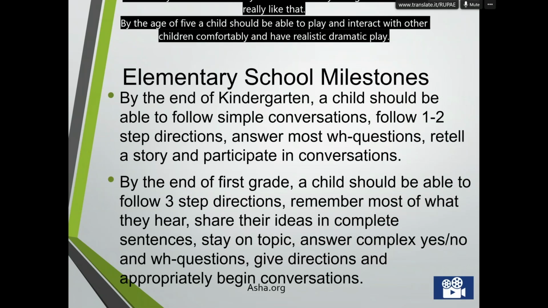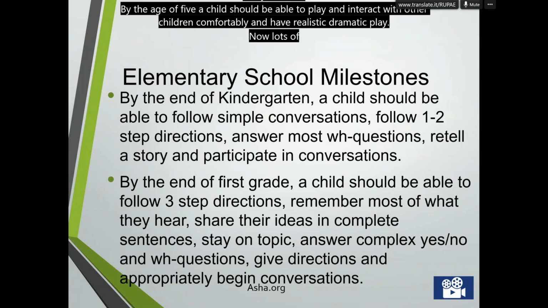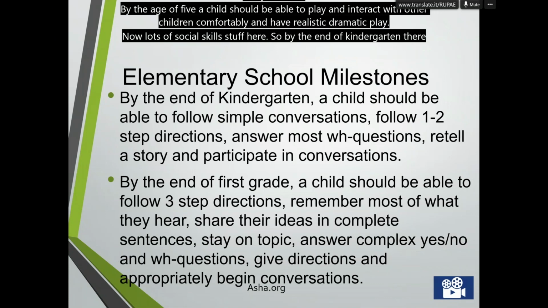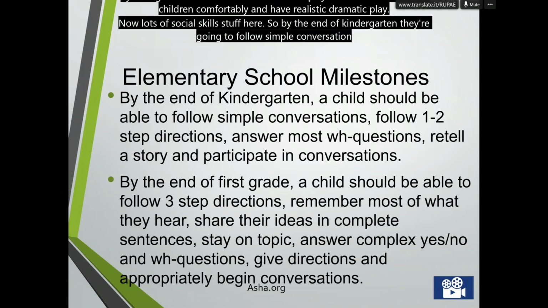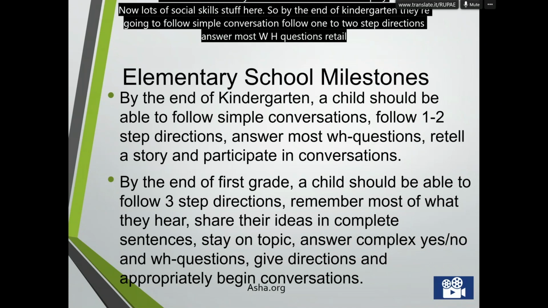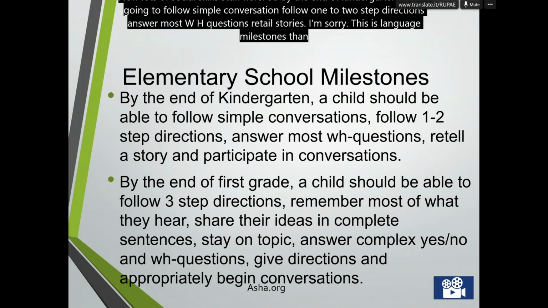Now, lots of social skills stuff here. So by the end of kindergarten, they're going to follow simple conversation, follow 1 to 2 step directions, answer most WH questions, retell stories. I'm sorry, this is language milestones. The next page is social skills.